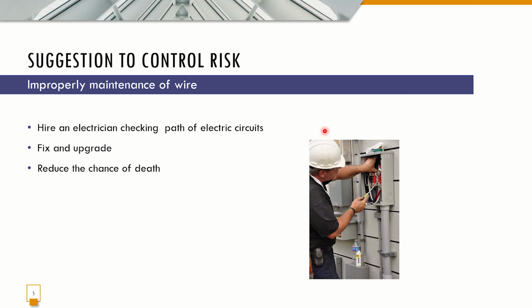How to control this risk? We have to regularly hire an electrician to check the path of the electric circuits every 2 months. And if there is a leakage, we have to fix and upgrade it. This will definitely reduce the chances of hazards happening in industry.